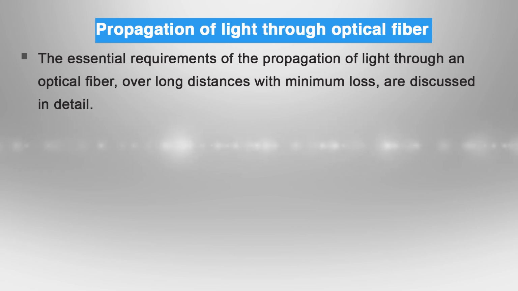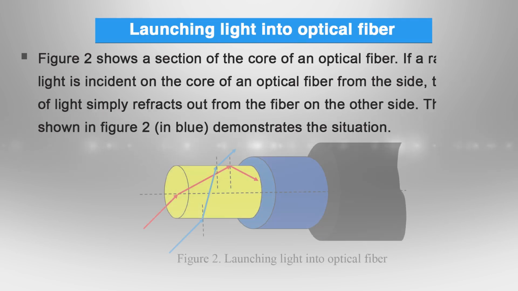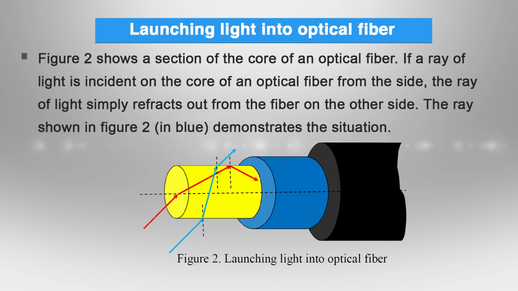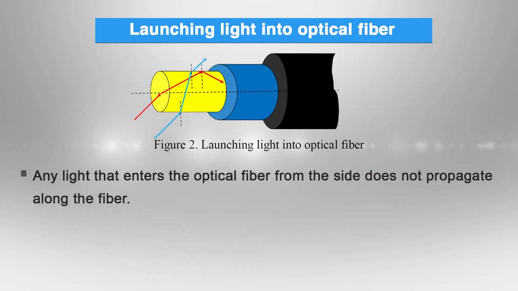The essential requirements of the propagation of light through an optical fiber over long distance with minimum loss are discussed further. The figure shows a section of the core of an optical fiber. If a ray of light is incident on the core of an optical fiber from the side, the ray of light simply reflects out from the fiber on the other side. The ray shown in the figure demonstrates the situation. Launching light into optical fiber.